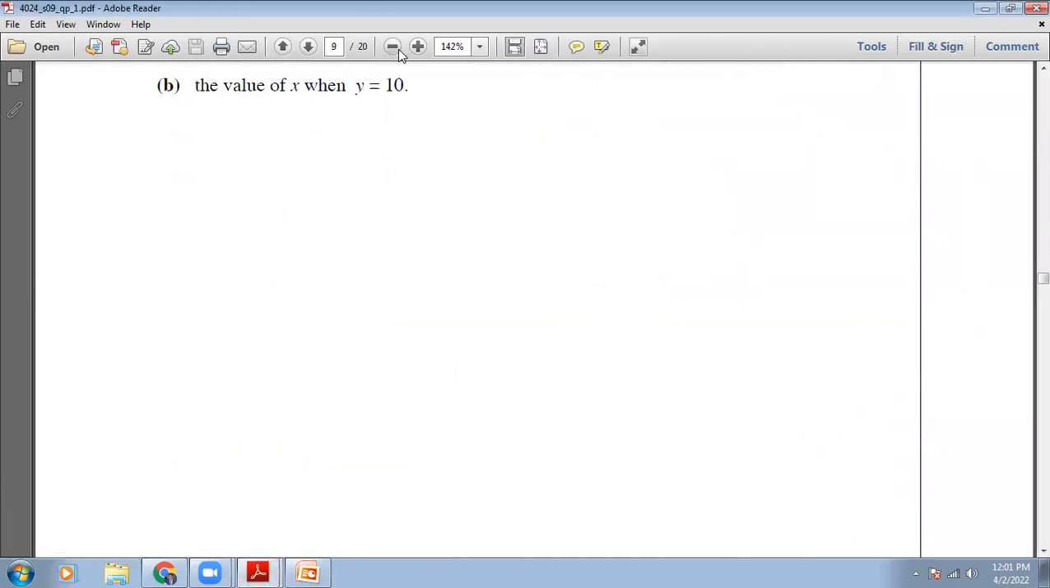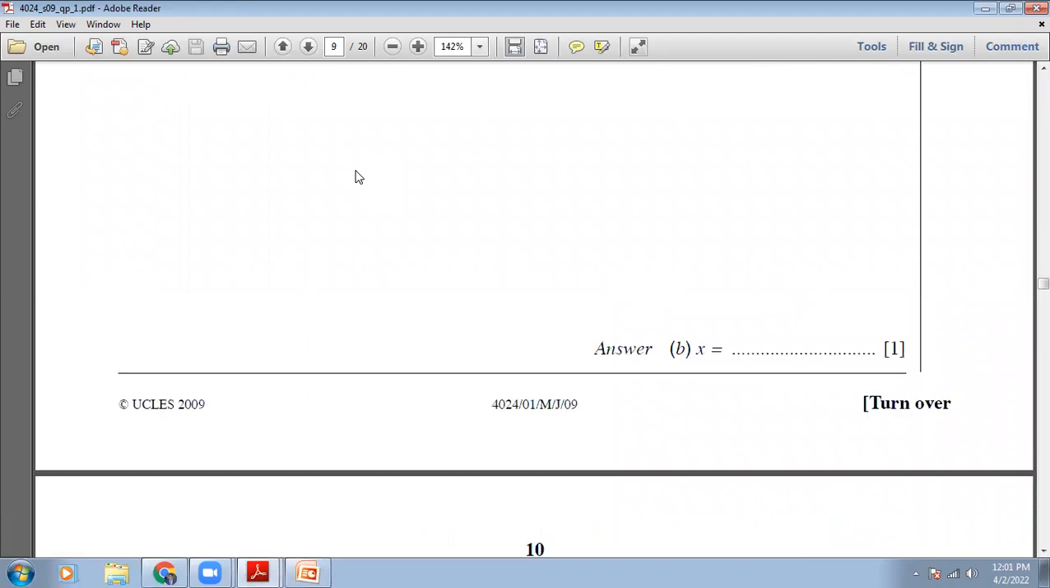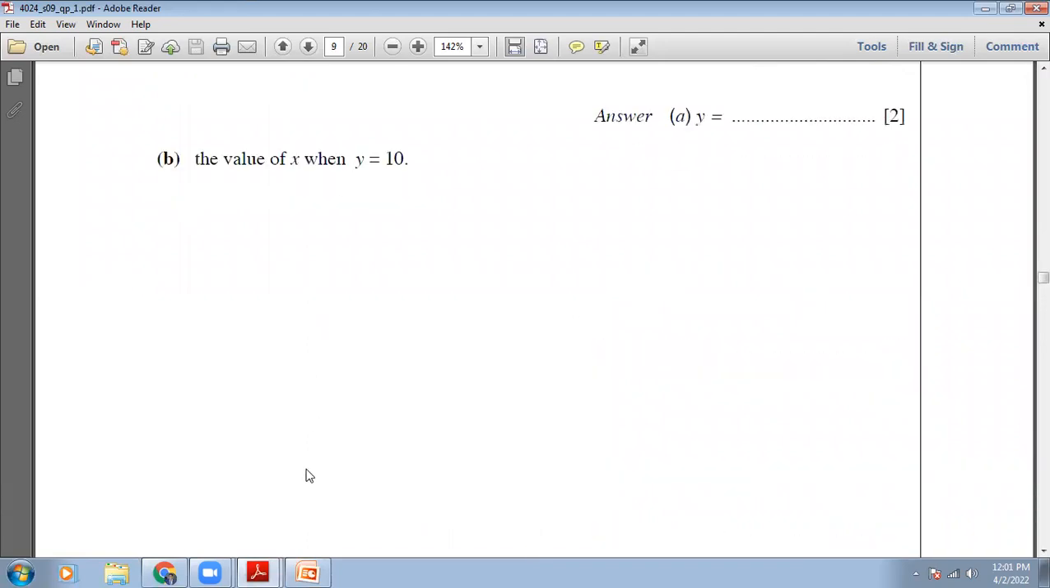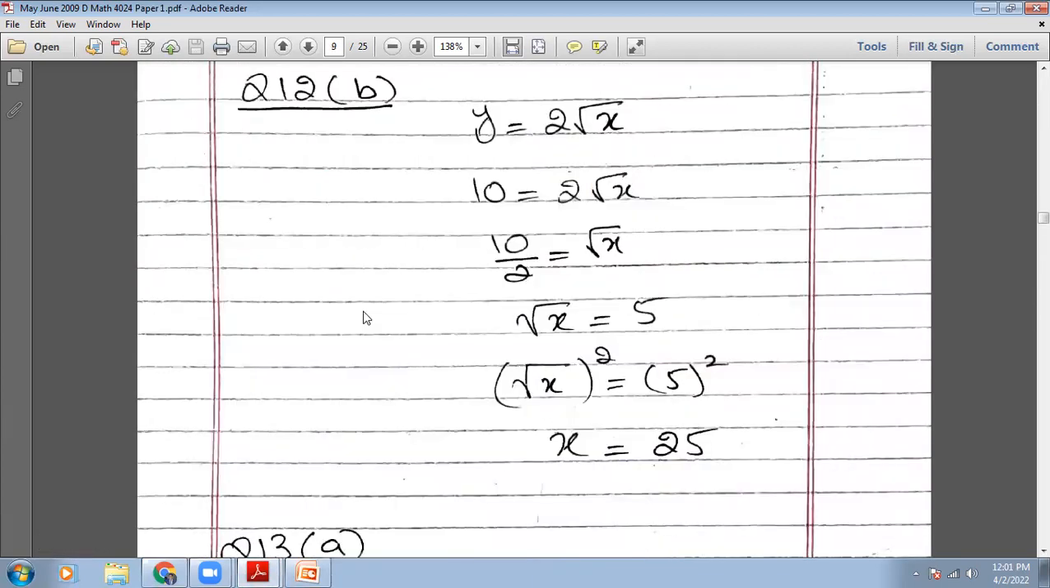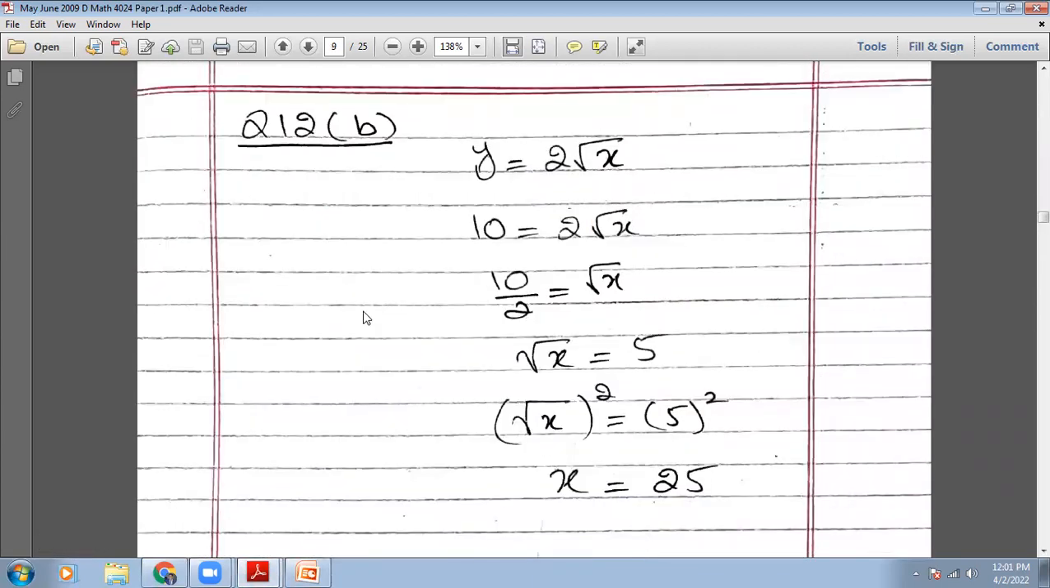He says find the value of the x when the y is 10. So in that formula which we just found, we will put y 10 and we will find the value of the x. So that's the question number 12, and it's B part. Y is equal to 2 under root x. So y value is 10. So 10 equals 2 under root x. That 2 will come to the other side.